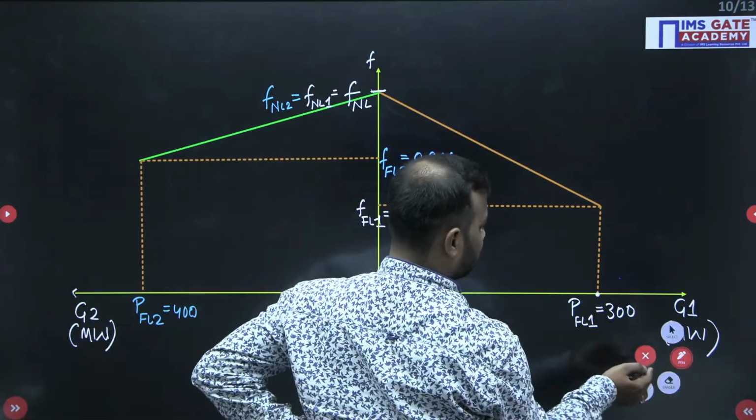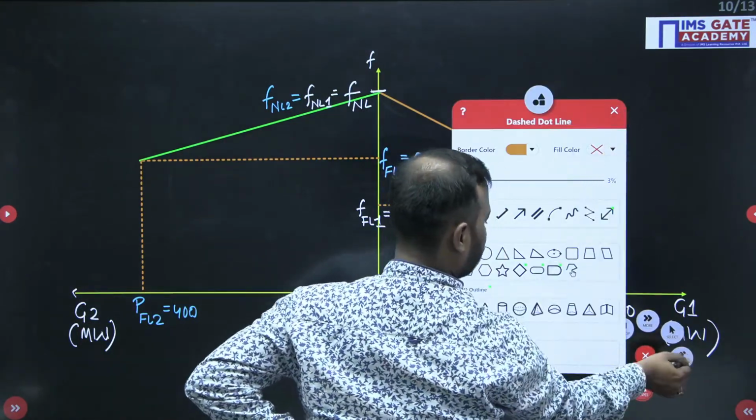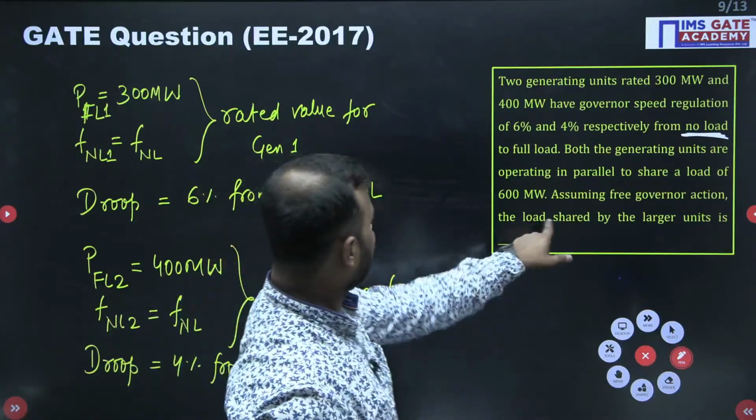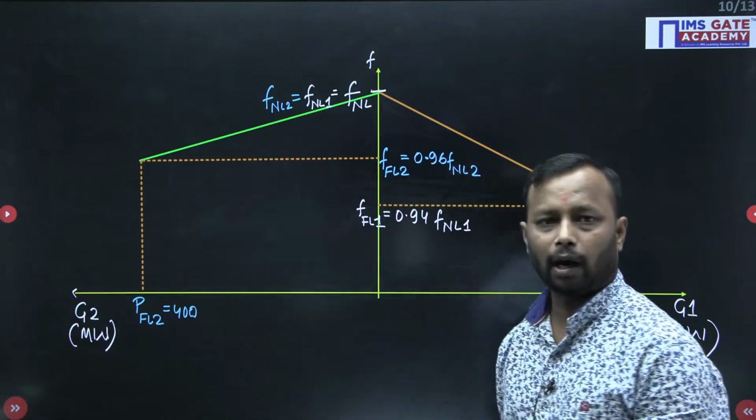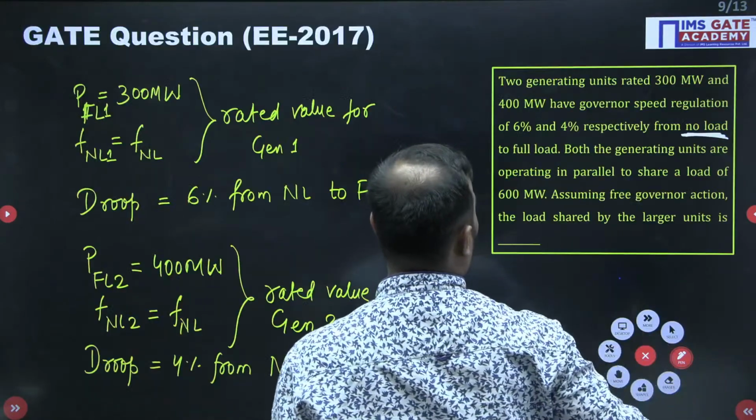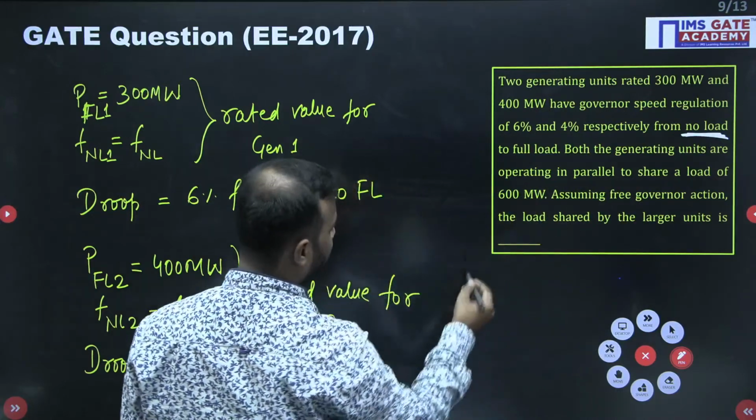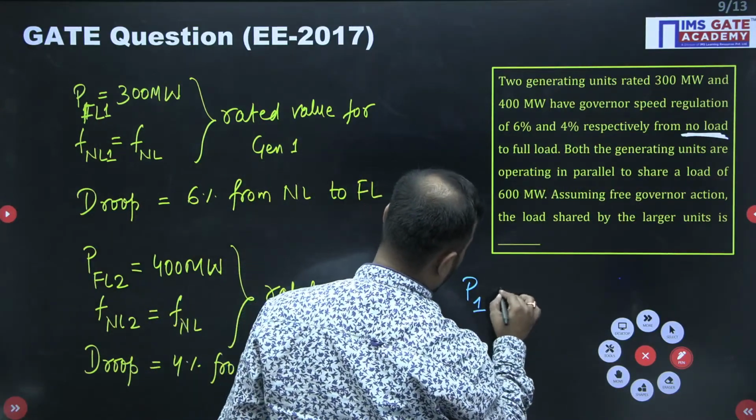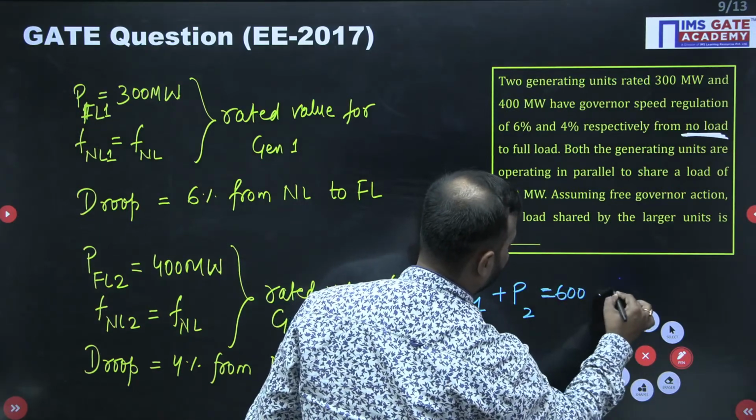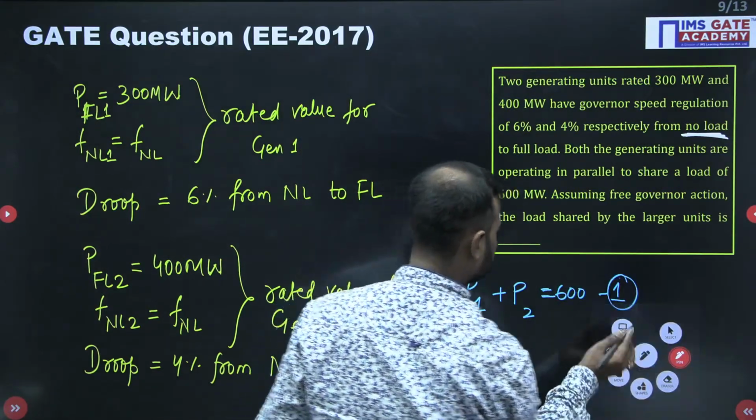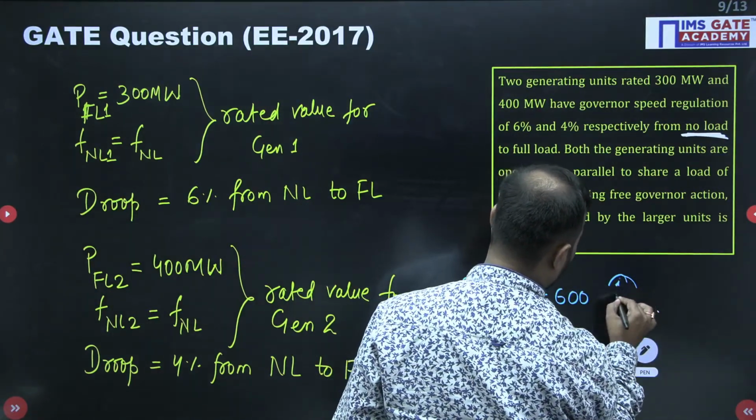So my task is to calculate the load shared by the larger unit. So where is the larger unit? Here. Is anything else given? Yes, load is P1 plus P2. This is given as P1 plus P2 as 600. So let me take this as equation 1.